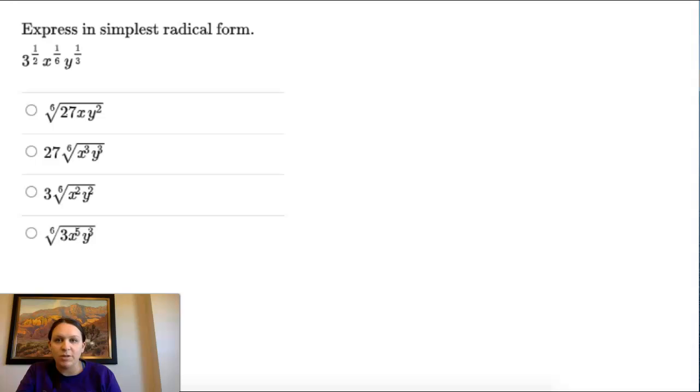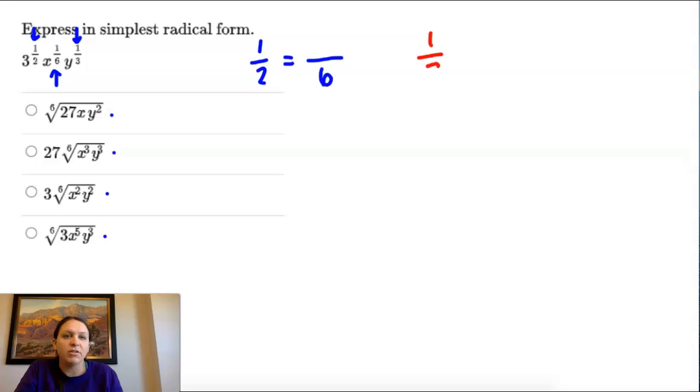So notice your possible answers. They're all a root of 6. And that's because your denominator, that's the largest number, is 6. So we want to rewrite 1/2 and 1/3 with the denominator of 6. So I want 1/2, I want to rewrite that with denominator 6. And I'm going to do the same thing. Then I want 1/3 with the denominator of 6.